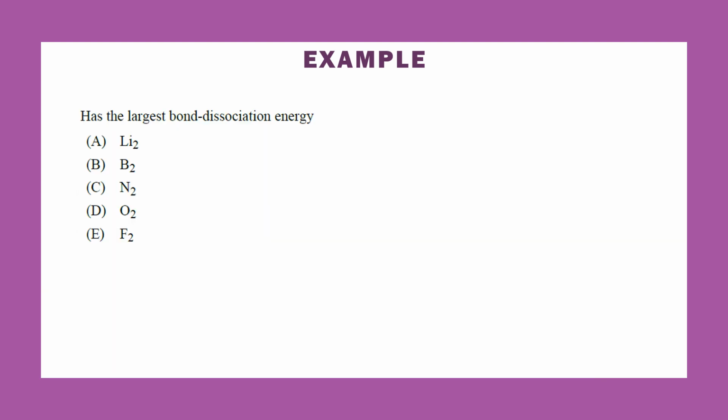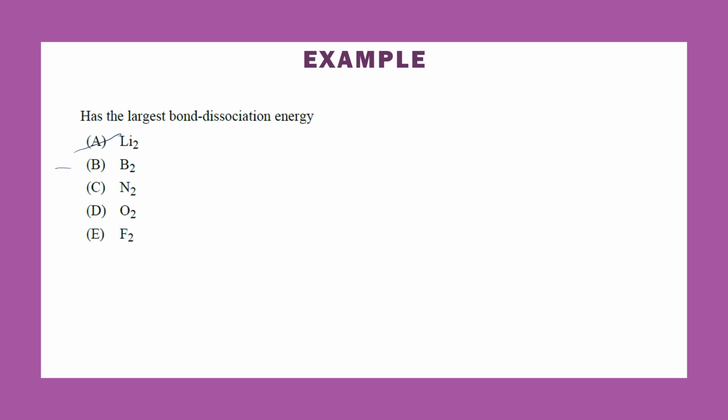Okay, for this question, largest bond dissociation energy, that's the energy required to break the bond between the two. Lithium is probably not going to form bonds like that. Lithium's a metal. Boron, same idea. Boron is a semi-metal. Sometimes it acts like a metal, sometimes it acts like a non-metal. It's kind of a weird one.